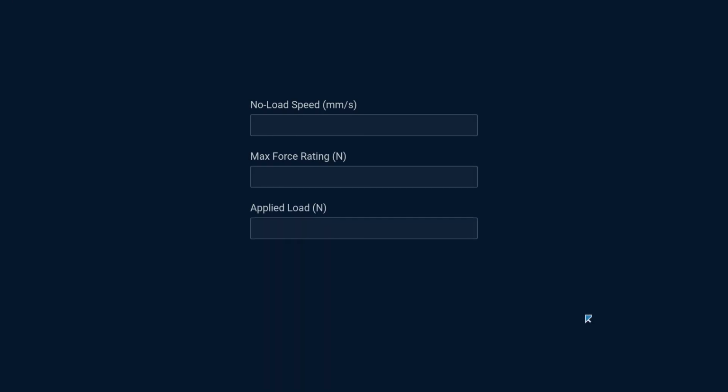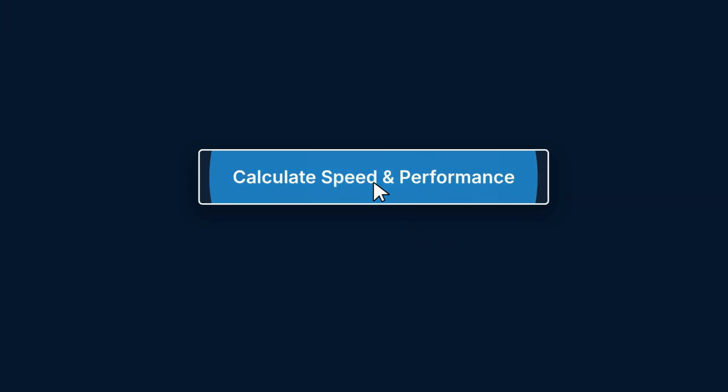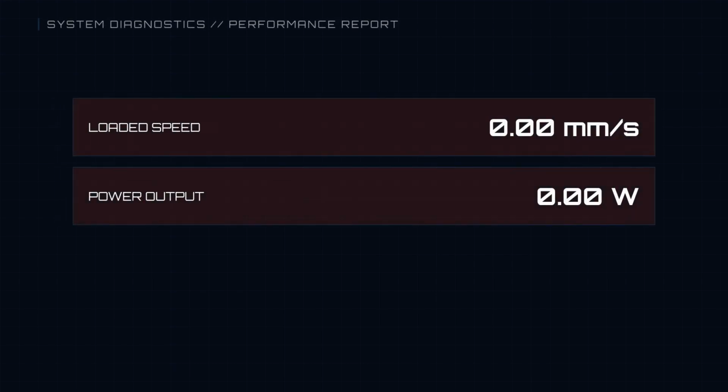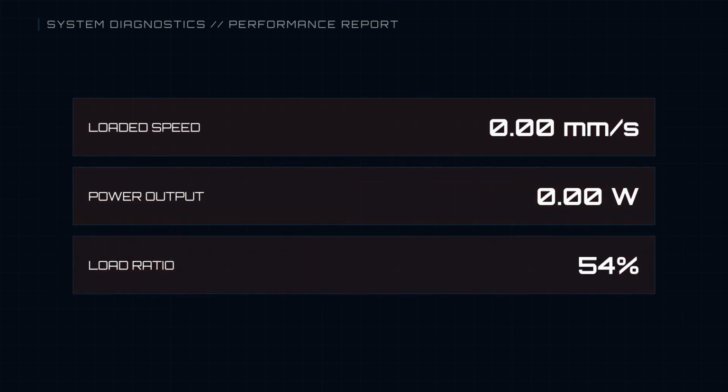Let's calculate using 10 for all 3 values. No load speed is 10 millimeters per second, max force rating is 10 newtons, and applied load is 10 newtons. After clicking Calculate Speed and Performance, we get these results. Loaded speed is 0.0 millimeters per second, power output is 0.0 watts, and load ratio is 100%.